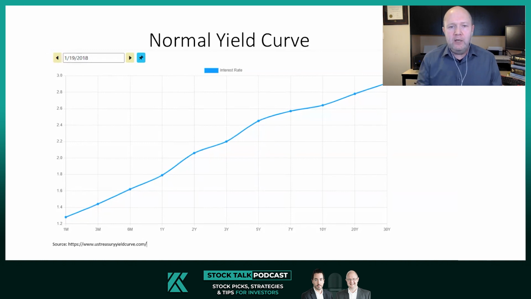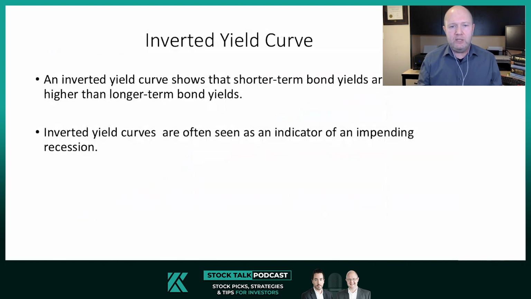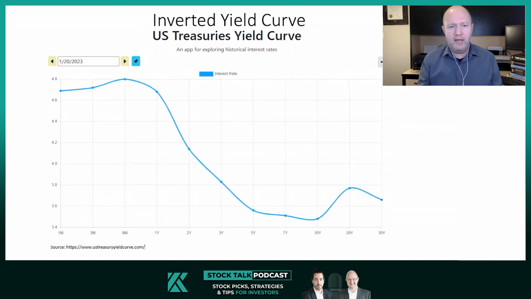But more recently, we've entered a phase that is called an inverted yield curve. An inverted yield curve is essentially where you have the opposite, where the shorter term bond yields are higher than the longer term bond yields. And what a lot of people are saying is that the inverted yield curve is often seen as an indicator of an impending recession, and some people are saying that it actually predicts a recession. So this is essentially what the yield curve looks like currently. And this is an inverted yield curve.